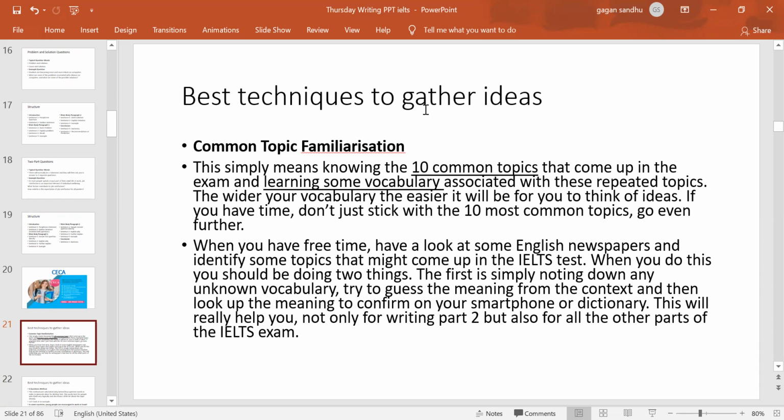Learning some vocabulary associated with these repeated topics will help you get more and more score in lexical resource. Definitely, if you make the reader understand what you are writing, it will give you band 6 easily, right? But if you want to extend your score, besides that, we need to work on all the factors. One factor is lexical resource. So learn some good vocabulary related to education. There are a lot of websites on Google that give you an essay, and after the essay they also give you relevant vocabulary.